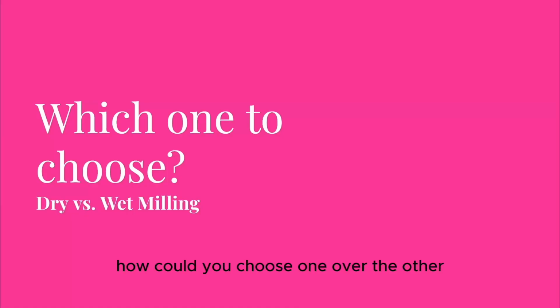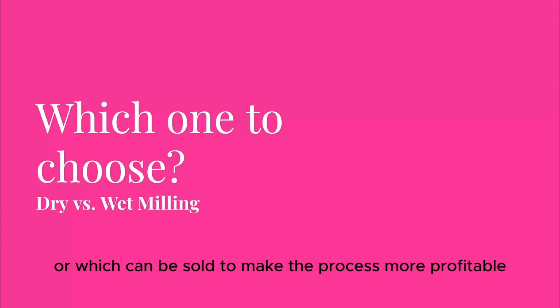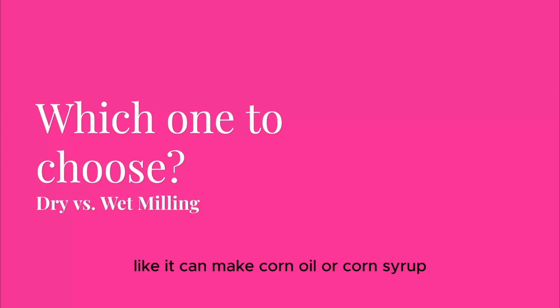How could you choose one over the other? First, dry milling is cheaper and simpler. Next, wet milling has a higher yield per bushel of corn and can produce co-products which can be used or sold to make the process more profitable. Like it can make corn oil or corn syrup.